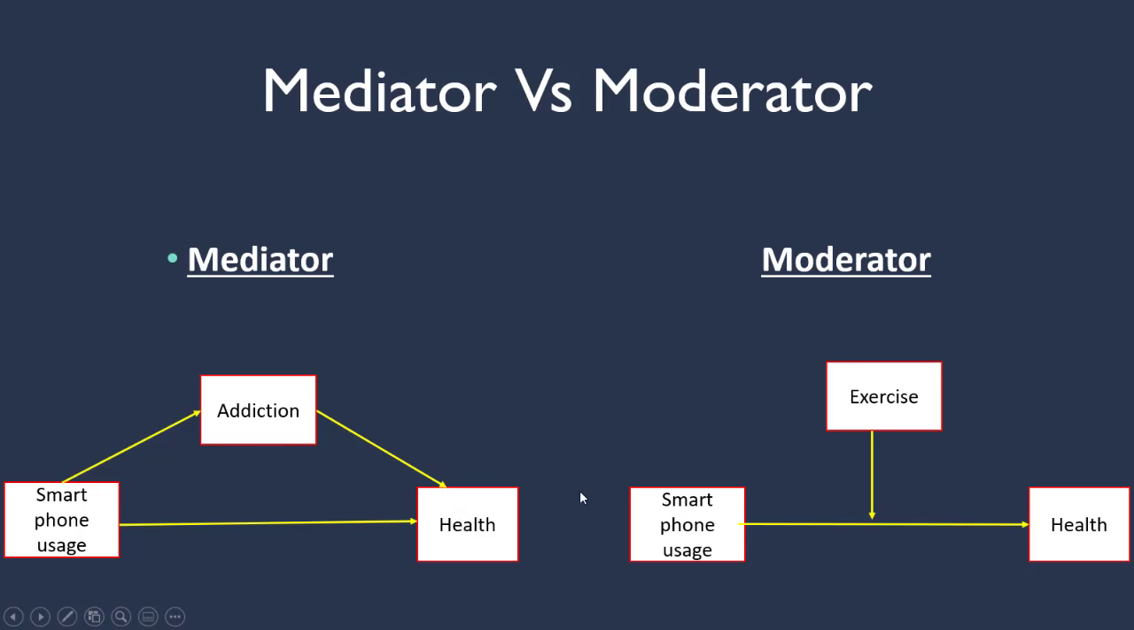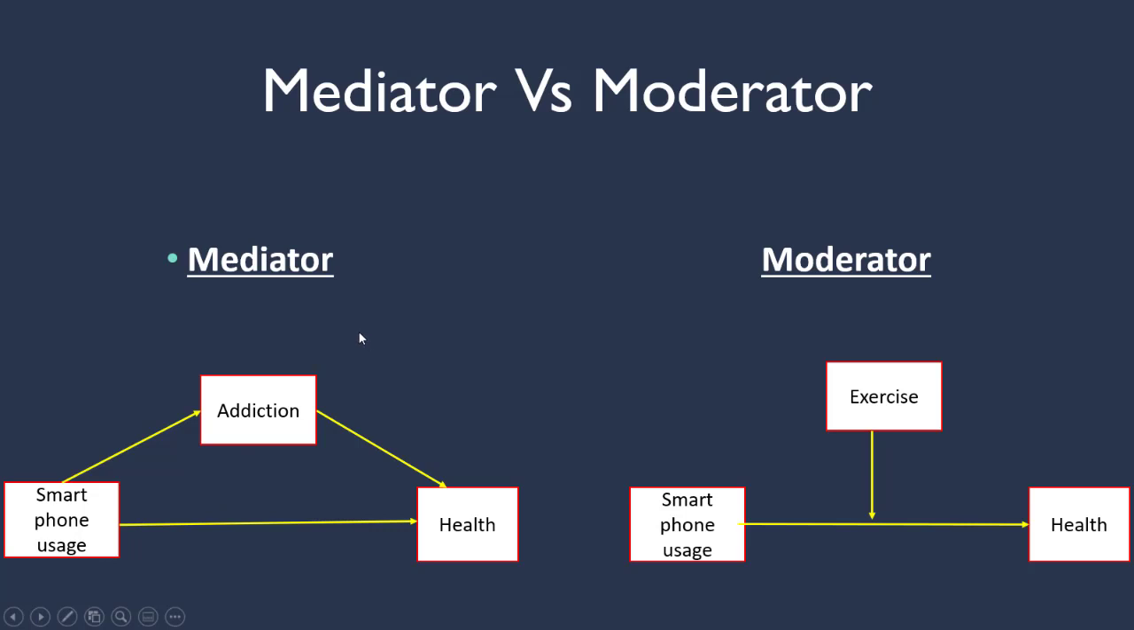But if we consider the same example in the case of a moderator, then you can see we have the IV smartphone usage, then health, and in between we have exercise as the moderator. So although smartphone usage impacts health, because of exercise, you can minimize this impact. So under the condition of this moderator, the impact of smartphone usage on health will be lesser, or we can say in this way we can minimize this relationship.